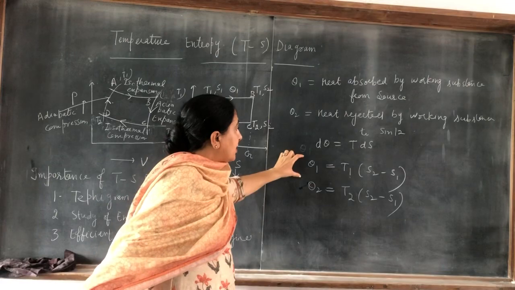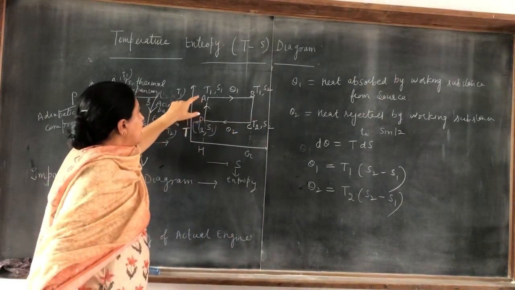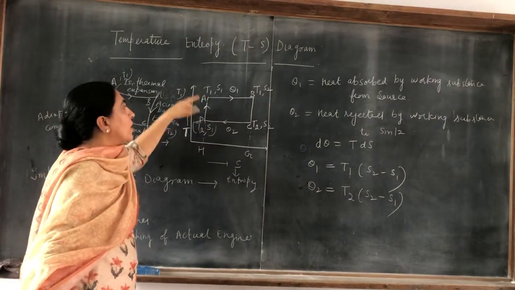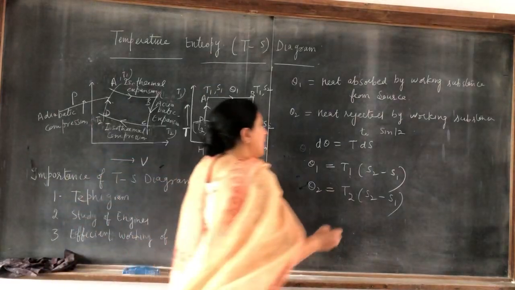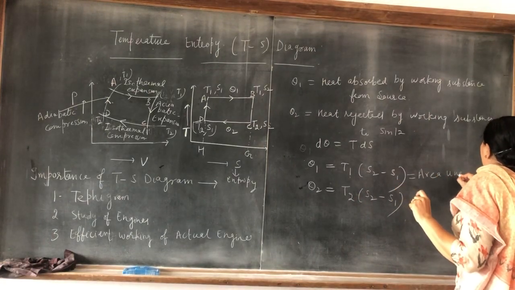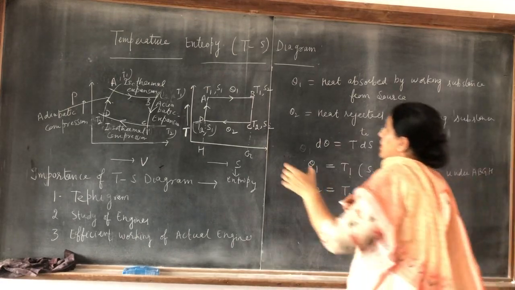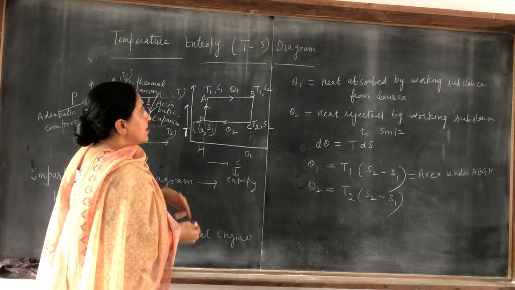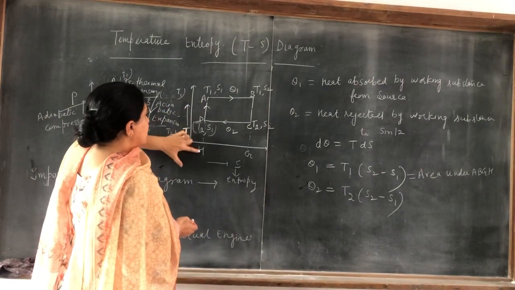And if we want the area under the curve when heat is absorbed, you can say the area under the curve is A, B, G, H. Or simply you can say area under curve A, B, G, H. This is A, B because T1 into S2 minus S1.